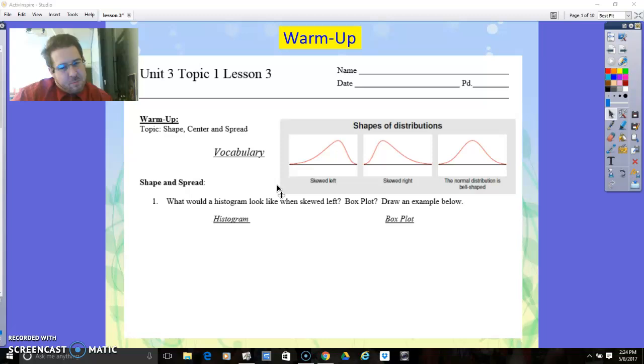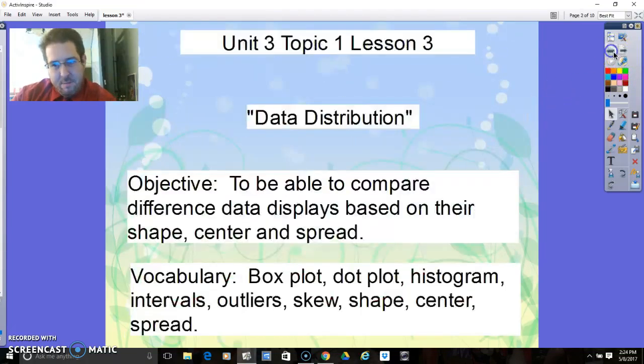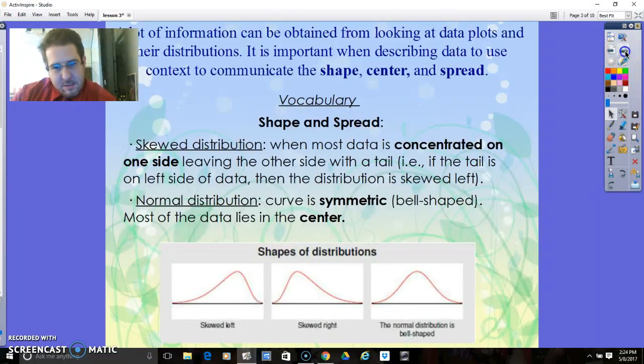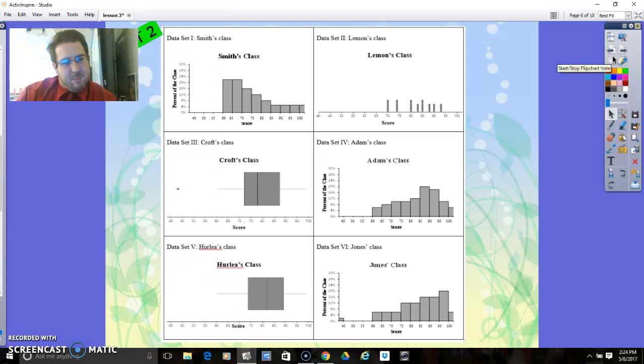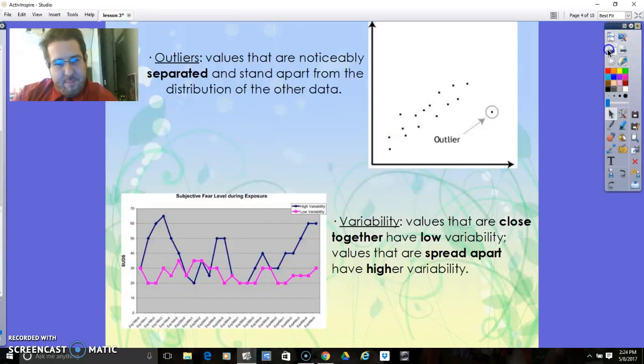We're going to do shape, center, and spread again, but more importantly, we are going to be doing some investigation of data displays. And as you can clearly see, we're going to be analyzing some box plots and some histograms, and also some line plots here, which is another name for a bar graph, basically.